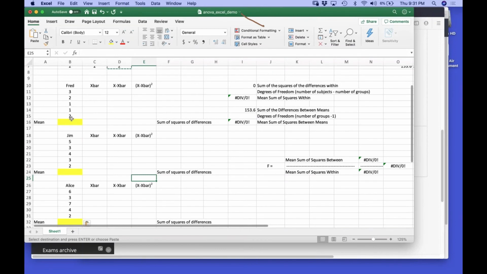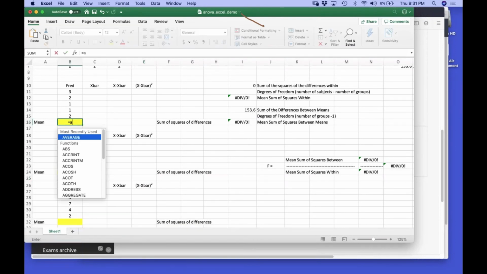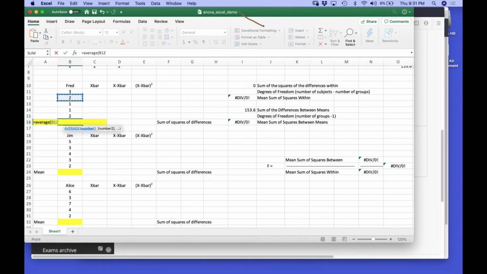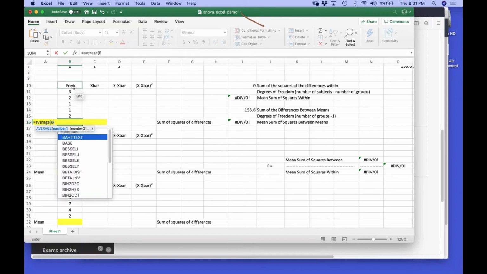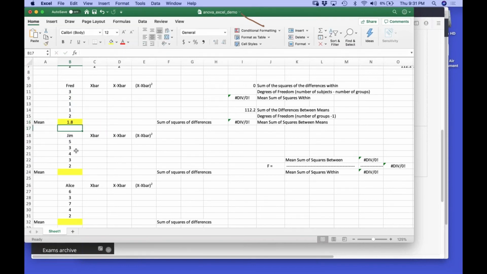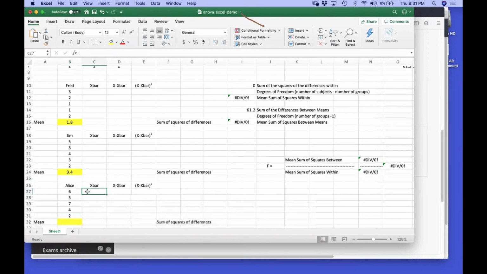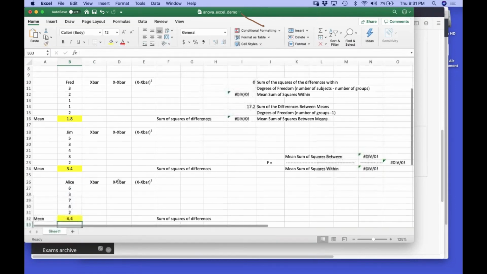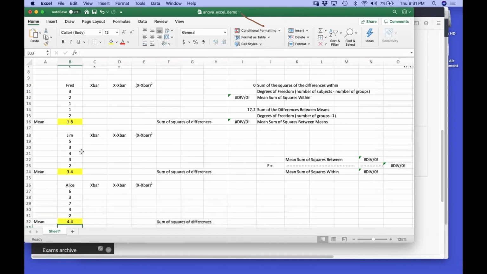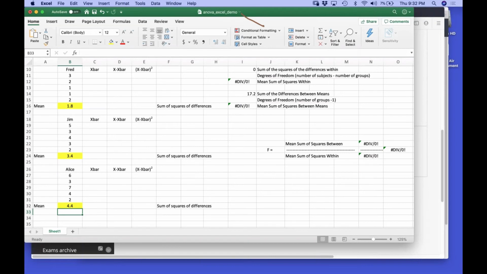So the first thing I want to do is look at the average for each of these groups. So I'm going to calculate the average for this group, which turns out to be 1.8. The average for this group turns out to be 3.4. Average for this group turns out to be 4.4. Okay, so the average for the first group is 1.8, the second group is 3.4, and the third is 4.4.